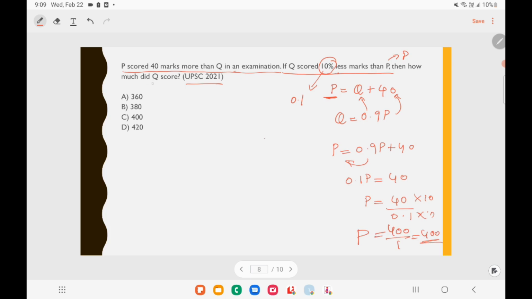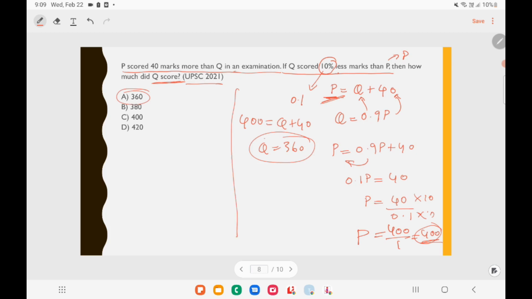We need to find out how much did Q score. So just put 400 here. That means 400 is equal to Q plus 40. So Q is equal to 360. So answer is 360. So this is one way to solve the problem.